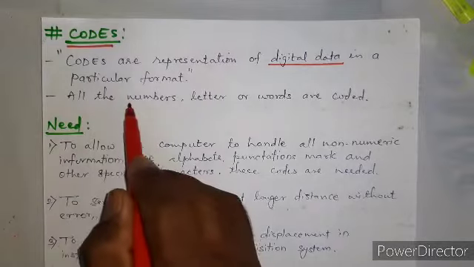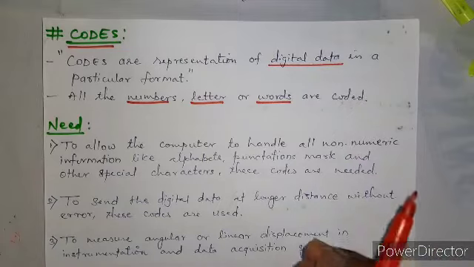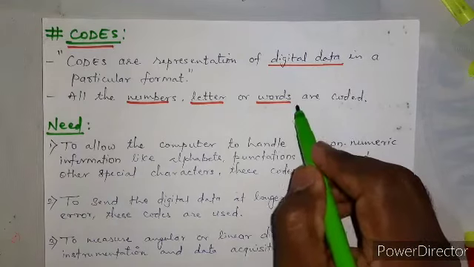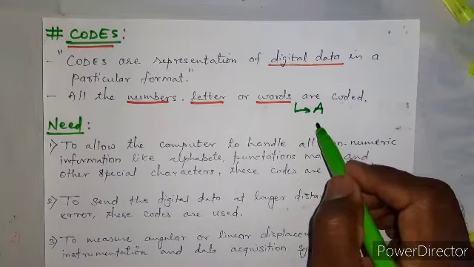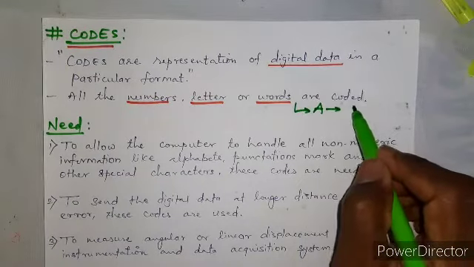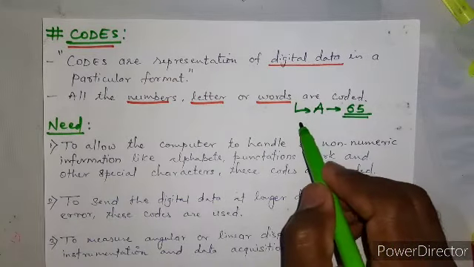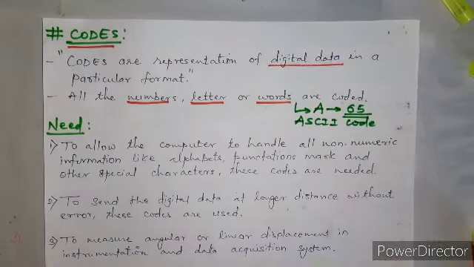So all the numbers, letters, or words, or we can say any character on your keyboard has a specific code. We have already discussed in our earlier lectures that if we type A, then for us it is capital A, but for the computer it is written in some different form. And if you recall, that is the ASCII code, American Standard Code for Information Interchange.